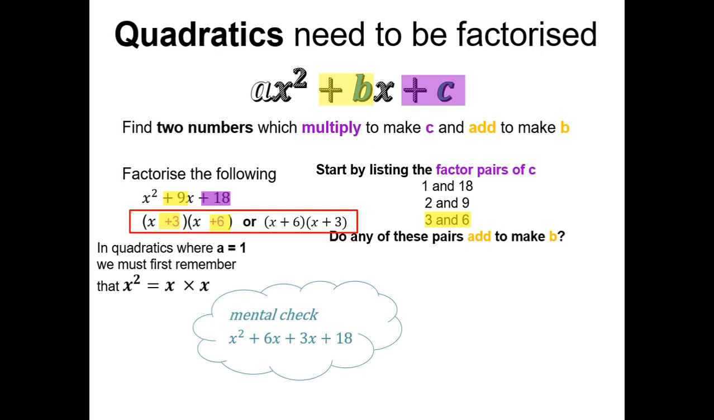I'm going to do a mental check here. It doesn't need to get written down, but you should always do it. So if I do x times x makes x squared, good. X times 6 makes 6x. 3 times x makes 3x. And 3 times 6 makes 18. Now, these middle two terms need to add together to make my middle term, which is 9x, and 6x plus 3x does make 9x. So I'm happy with that.